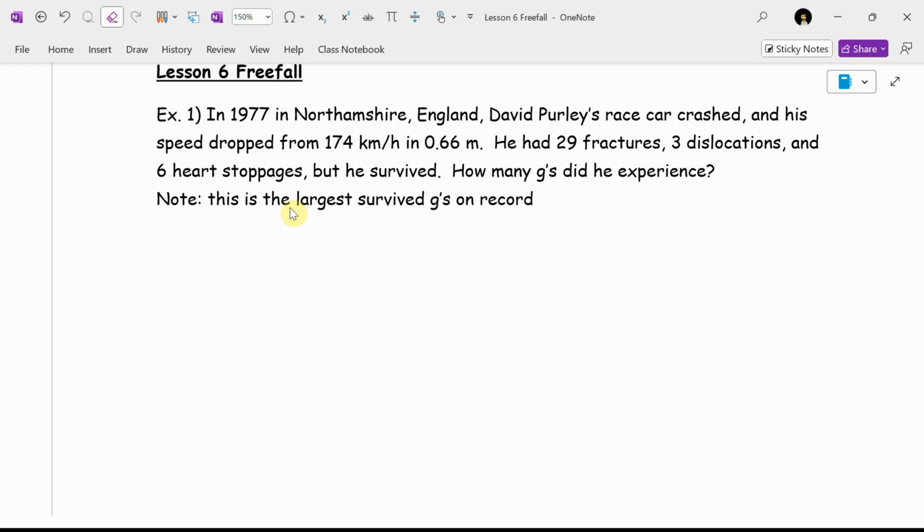Oh, Ethan, what's this want me to find? How many G's? Well, we can't. What do we have to find first before we can find G's? Who remembers? So let's write down a equals question mark.